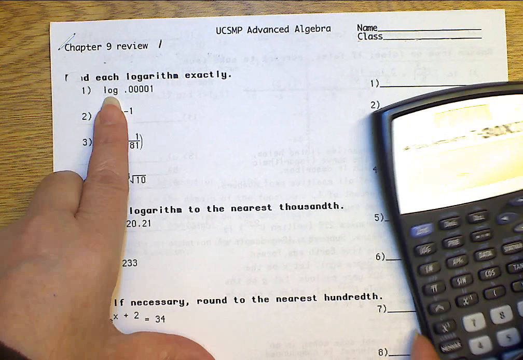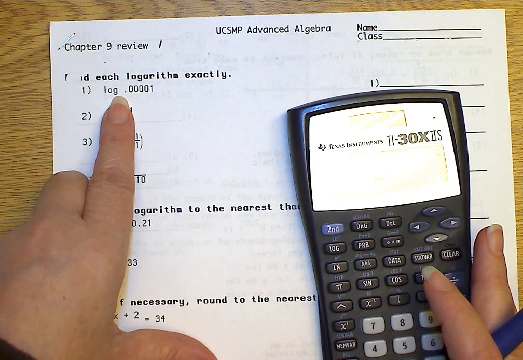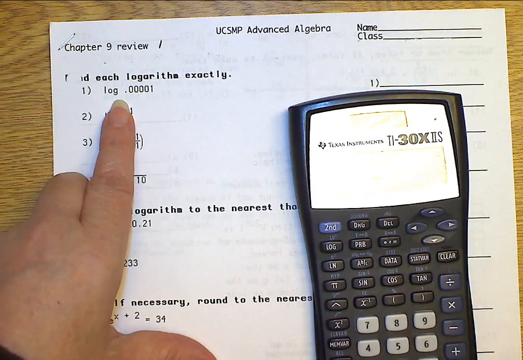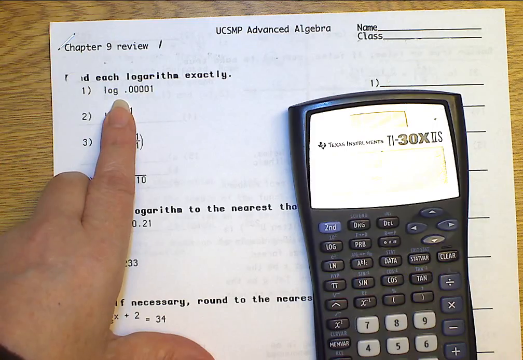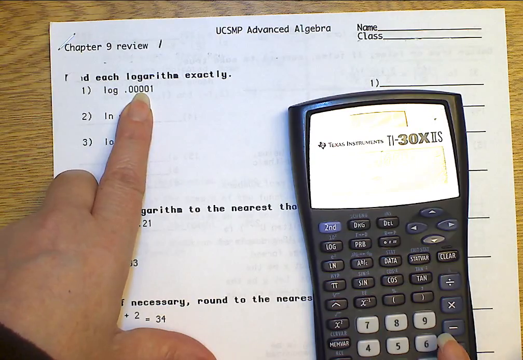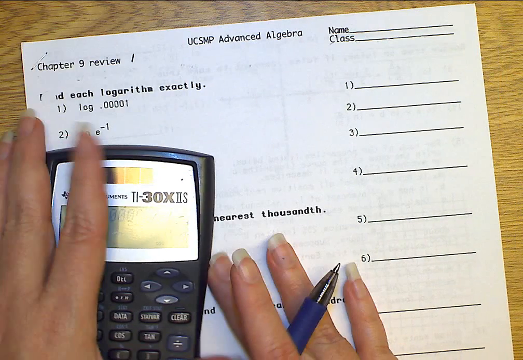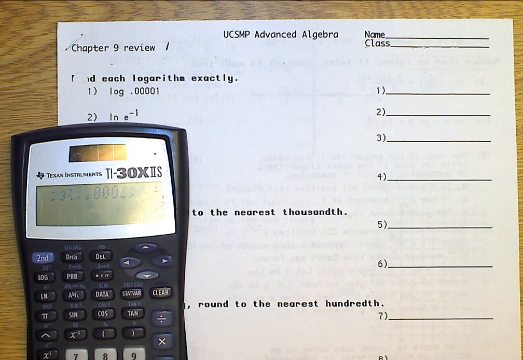Well, if there's no base, it's base 10. That's the exact same base as what's in your calculator. So all you have to do is go log 0.00001, and you can't see that, can you? Do it maybe over here. I just simply put that into my calculator and push enter, and I get -5.